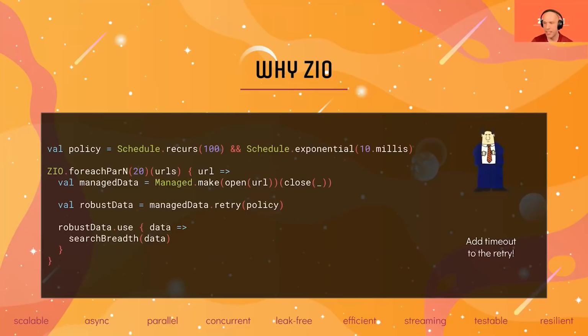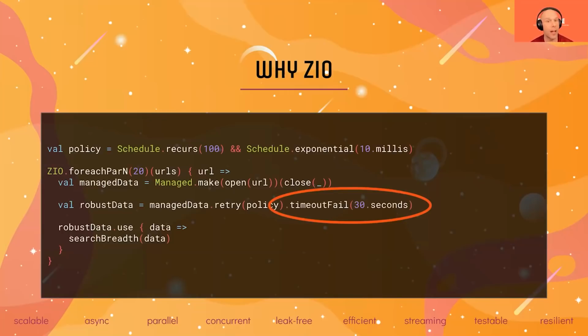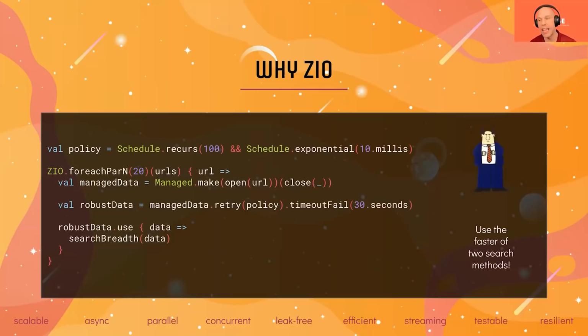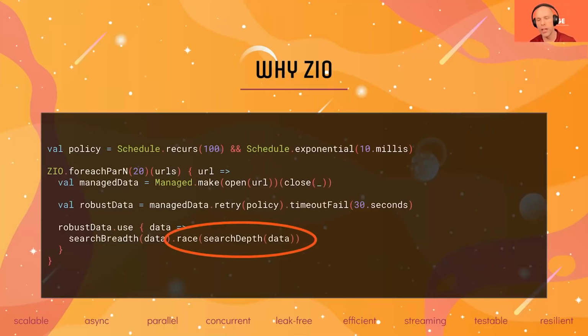And the boss says, no, that's not enough. We need to time out the retry, because if this retrying takes too long, we want to give up. And so we just add timeout fail and we add 30 seconds. And then, almost finally, our boss says we don't want to necessarily search breadth first, because we know in some cases it's going to be faster to do a depth first search of this data to find what we're looking for. So we just race the two together. We race the breadth first search with the depth first search, and whichever one is the loser will be canceled. We don't have to worry about resources. We don't have to worry about interrupting that computation. All of that happens for us.